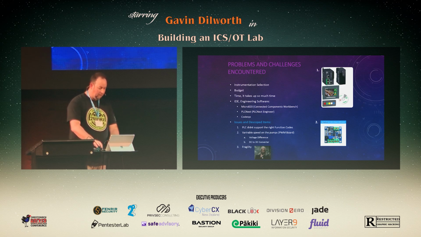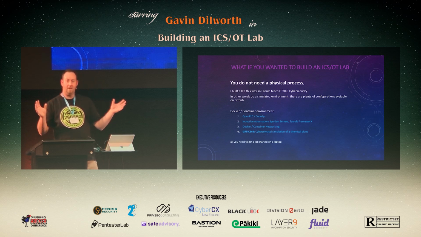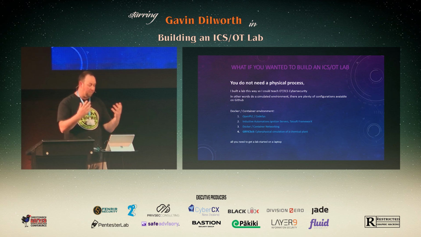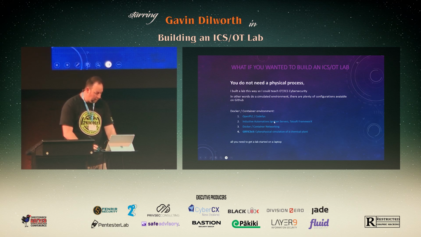So having a physical process is great, but there are all these little things that have to go right for it to work. Okay, so my advice: you do not need a physical process to create an ICS and OT lab. Hopefully I've demonstrated why. I built this way so I could teach cybersecurity and have that realism. But you can get away with OpenPLC or alternatively CodeSys, that runs for 2 hours, a complete PLC system. You can use Ignition servers for your SCADA, again 2 hours, or Tatsoft, a SCADA system. So there's 2 there. That's OpenPLC and CodeSys PLC, all free, all can download and run for 2 hours.